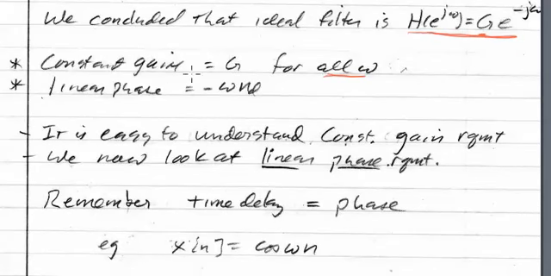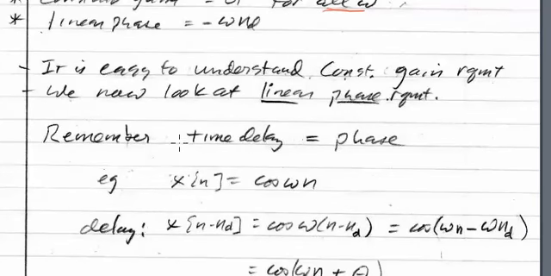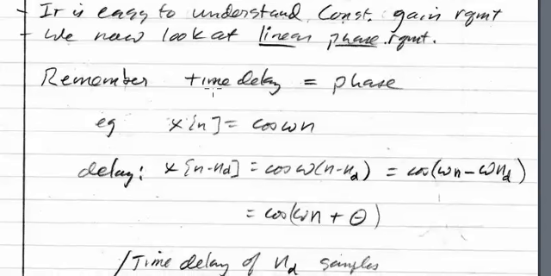If we violate the constant gain requirement, we get amplitude distortion, and if we violate the linear phase requirement, we get phase distortion. We talked about constant gain, and it's pretty easy to understand how it can distort something like an audio signal or a communication signal. But we're going to talk about phase for a while. What I want to remind you of is time delay and phase are the very same idea. This is kind of a time domain representation, and this is a frequency domain representation, but it's the same thing.